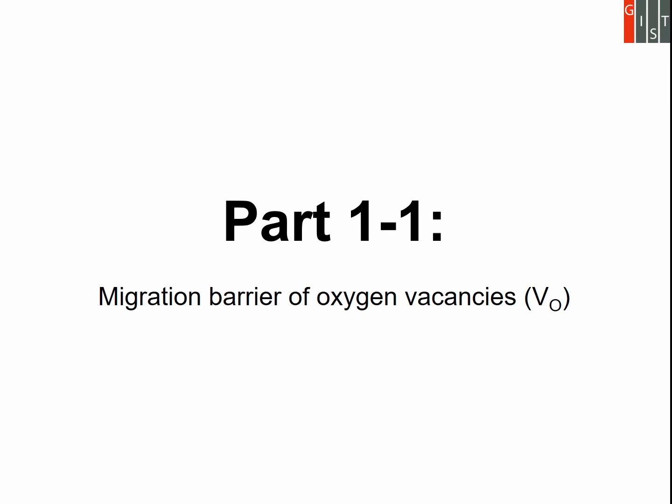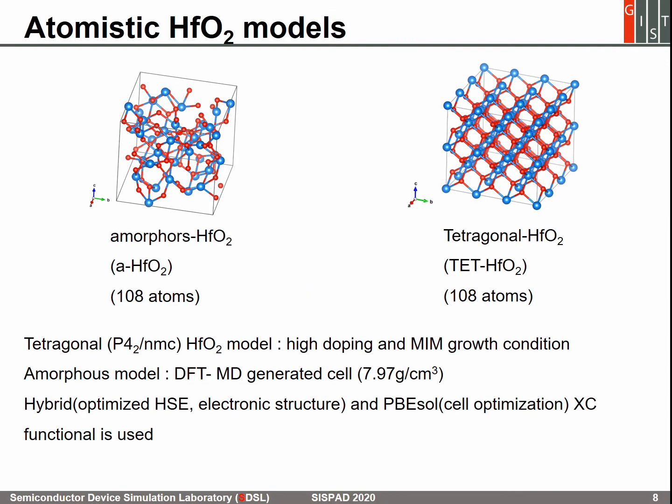In part 1, we have used the VASP package. An atomistic structure of an amorphous hafnium oxide system is shown. It is obtained by the DFT-MD optimization. In the cell optimization, the PBEsol exchange correlation functional is used. In addition to an amorphous structure, a tetragonal supercell is also considered. Each structure has 108 atoms.